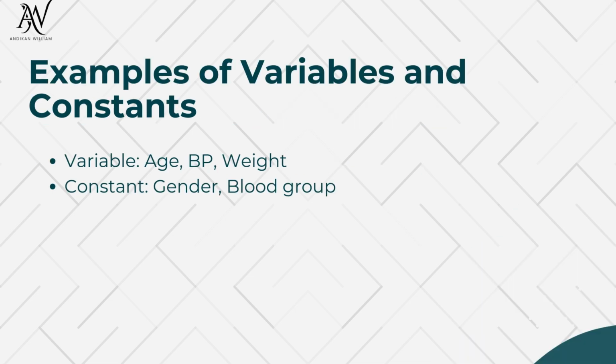What are the examples of a variable and constant? You have age. Your age can change. Actually, your age should change with time. Your blood pressure, your weight, all of those are variables because they can change. But the constant thing is your gender. Your gender does not change. And then your blood group.